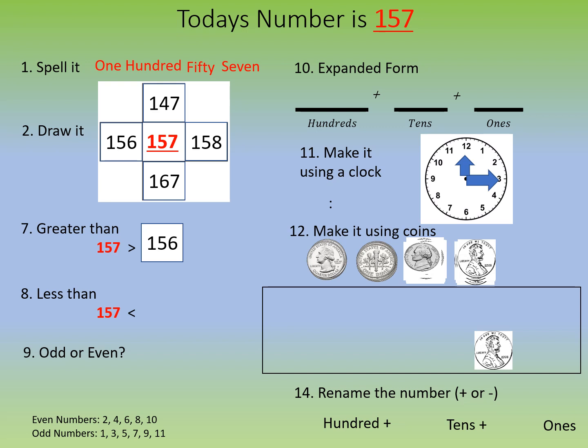Less than. So 157 is less than what number? Turn and tell your partner. 158. You could have said 1,058. You could have said 1,000,000, because those numbers are all bigger than 157.